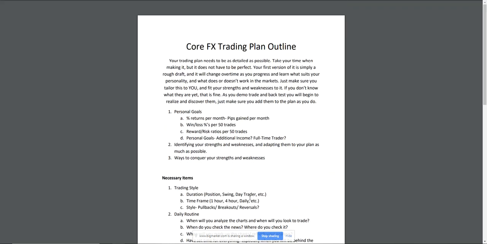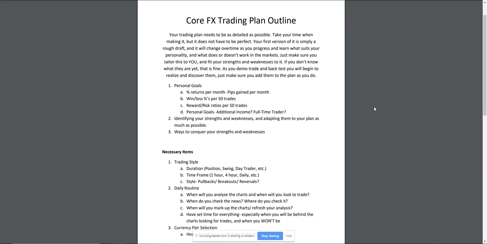Then you also need to have in your trading plan your journaling. What's going to be in your journal? How often are you going to be doing it? How often are you going over it? How often are you analyzing what you're doing? And that's where you're really going to start to build everything full circle, right? That's when you're really going to start to get everything coming around full circle.